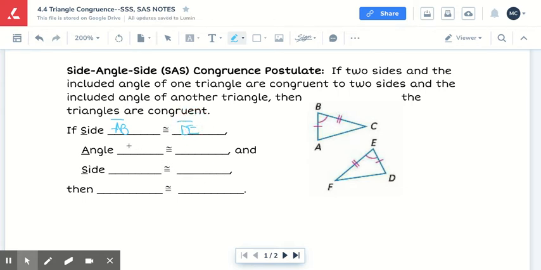For the angles that they have that are congruent, from the first triangle would be angle ABC. And from the second triangle, it would be DEF. And then finally, the other side that they have congruent from the first triangle would be BC, and from the second triangle, it would be EF.